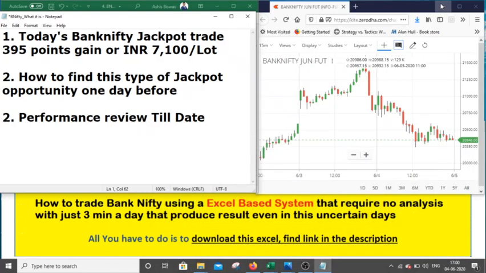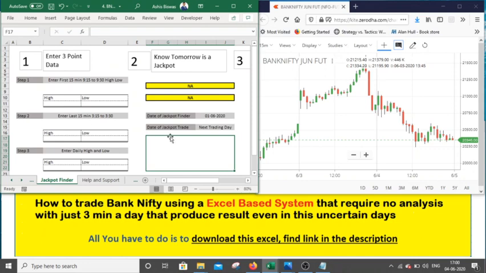Hi everyone. Today I will discuss today's trade in the Bank Nifty jackpot trade using the Excel sheet. In this Excel sheet you have to enter the first 15 minute, last 15 minute and the day's high low, and one day earlier, and it tells whether there is a jackpot opportunity. That means whether a likely one-sided trendy movement for the market is expected the next day based on the current volatility situation.